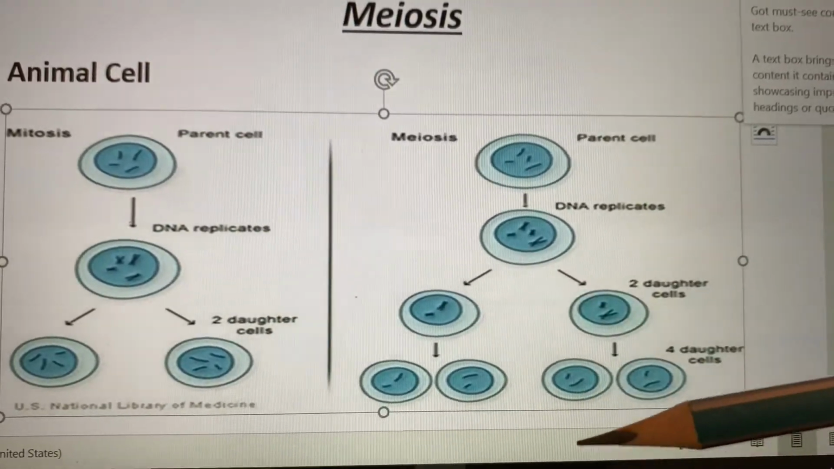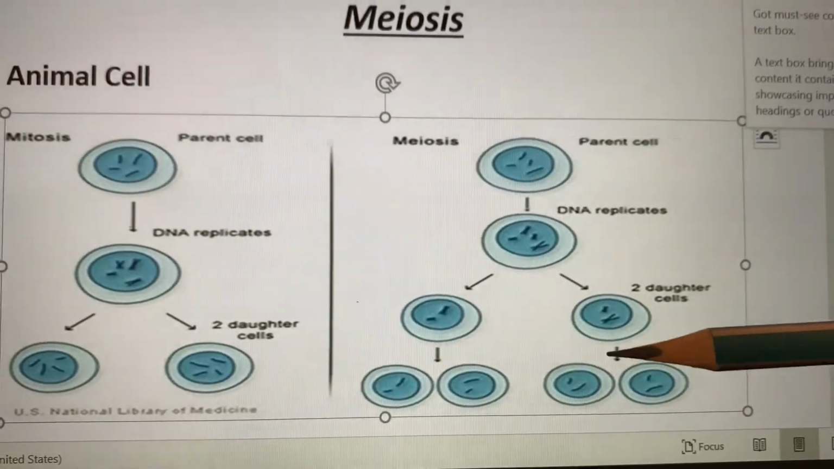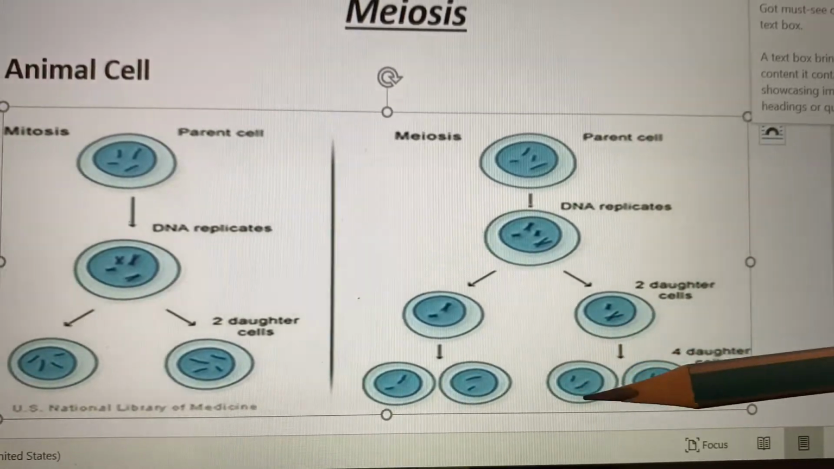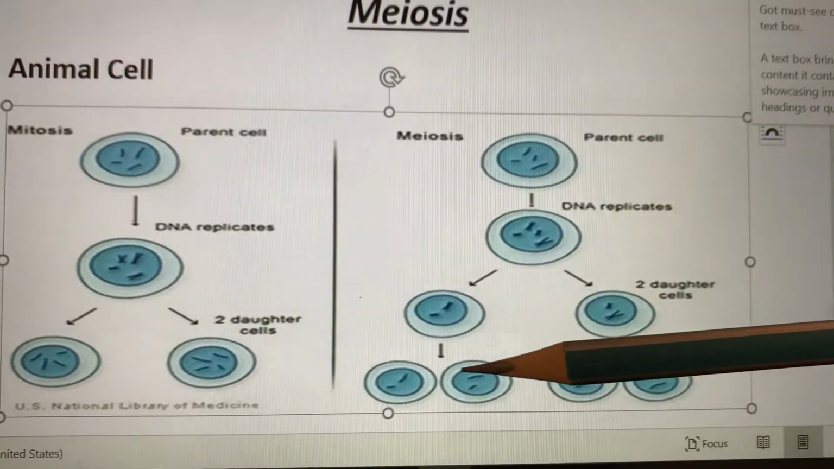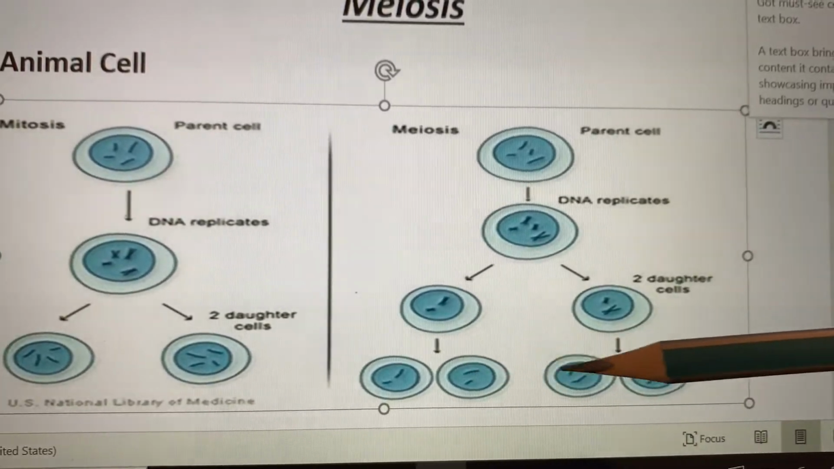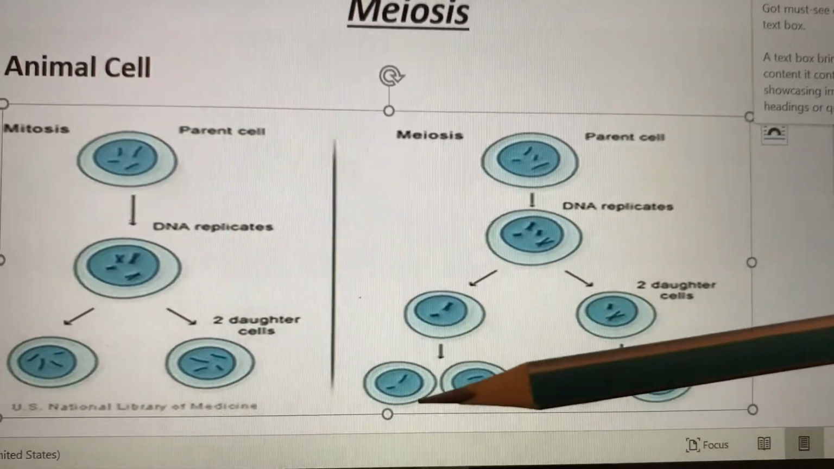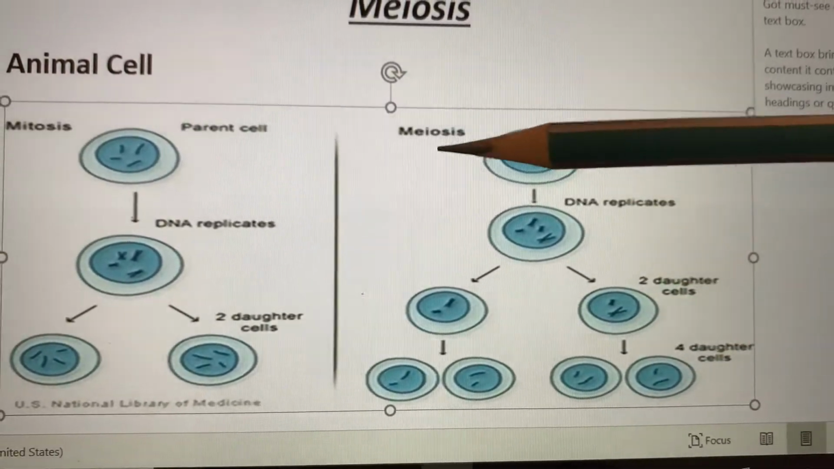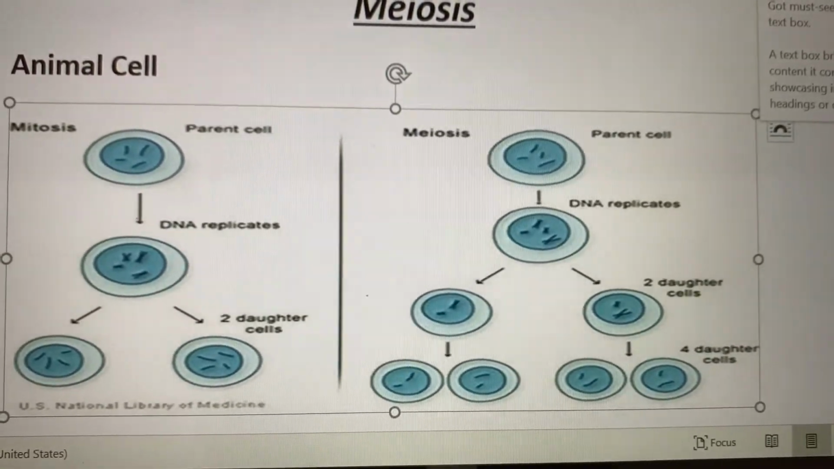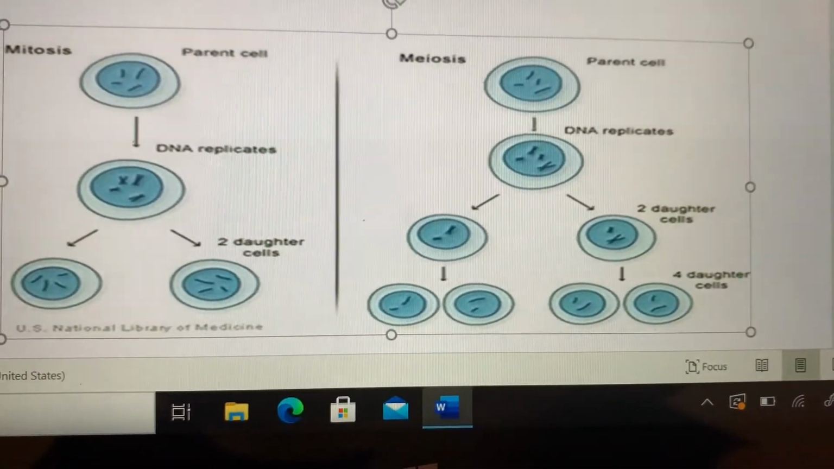Each has 46, and then will undergo a second stage which we call meiosis 2, where they end up with 4 cells. Each will have 23. In the female, we have 1 egg produced every month, and the others are called polar bodies, which are useless. So only 1 is effective. In male, 4 sperms will be formed.